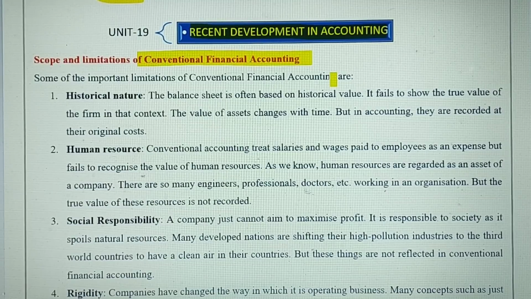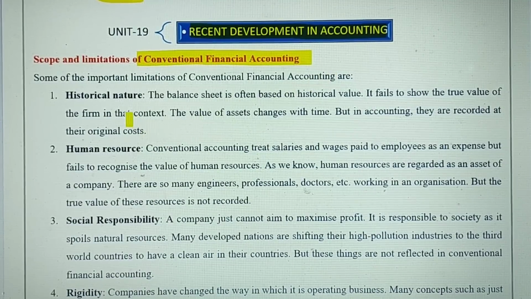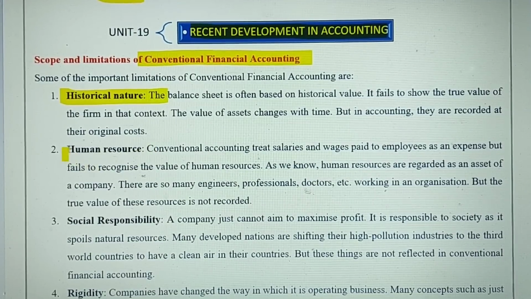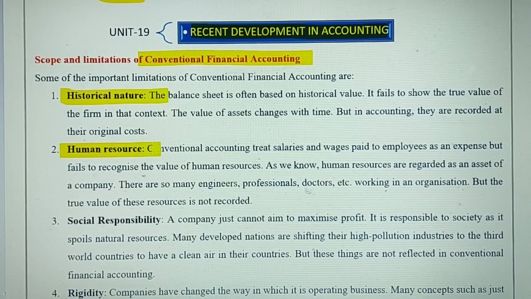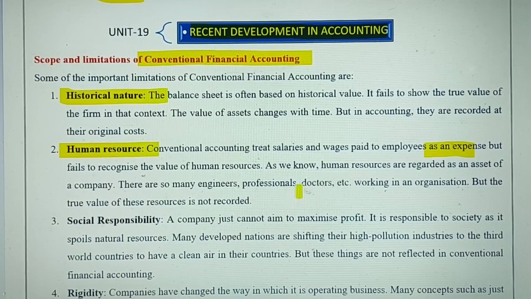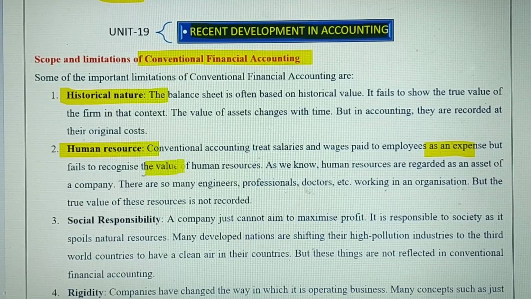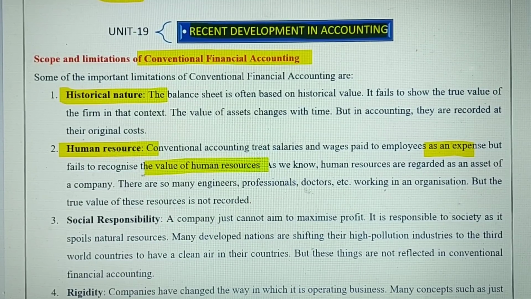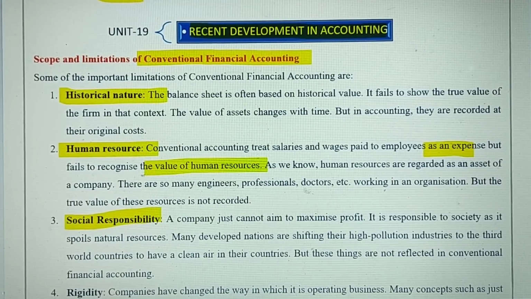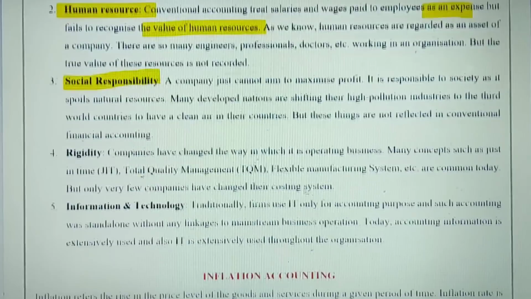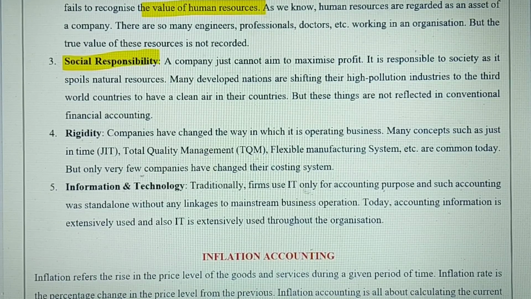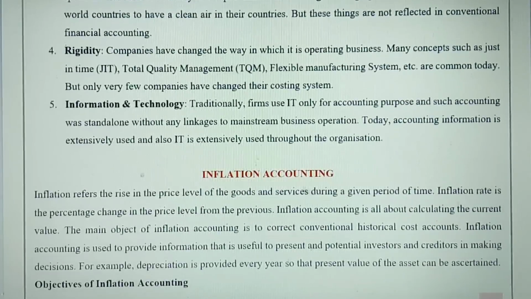Basically, we have already learned in the previous units about these limitations. Like financial accounting, the information is historical in nature. Then human resource: according to this accounting, salaries and wages paid to the employees are treated as an expense, but it fails to recognize the value of the human resources. That means quality. So that is one of the drawbacks. Then social responsibility. Now here, in the long run, only those companies can survive who are more responsible to the society. So we generally ignore this part in financial accounting.